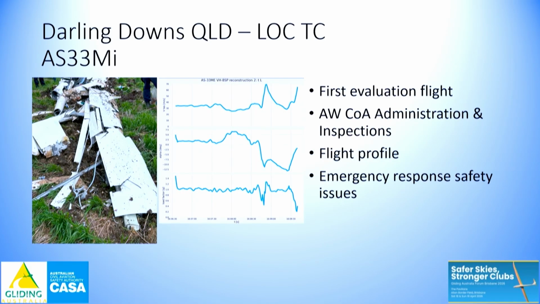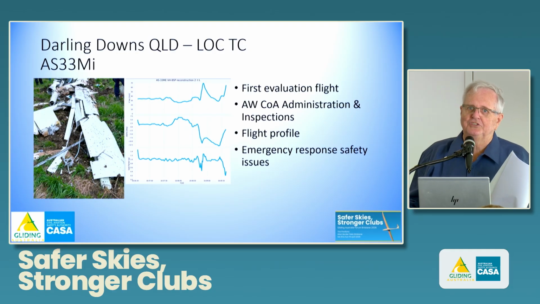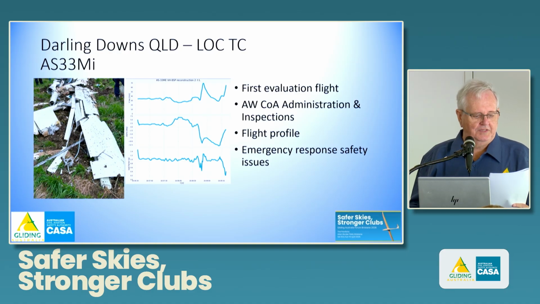Most recently, this one is raw for some of you, and I'm sorry, but that's part of what we're dealing with. But there are some important organisational factors coming out of this. It was a first evaluation flight in the AS33Me. And that photo there shows the destruction of the wings, but it also shows that the batteries in the wings were damaged and compromised, and that in itself leads to a real challenge for us.